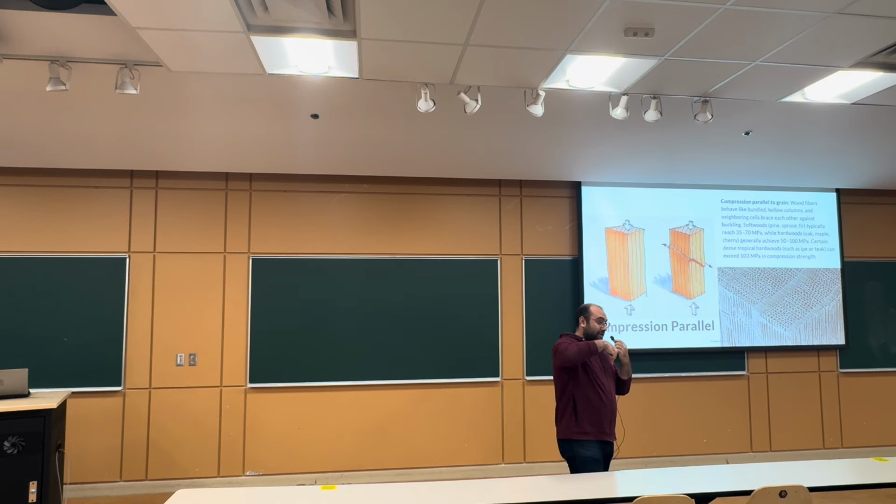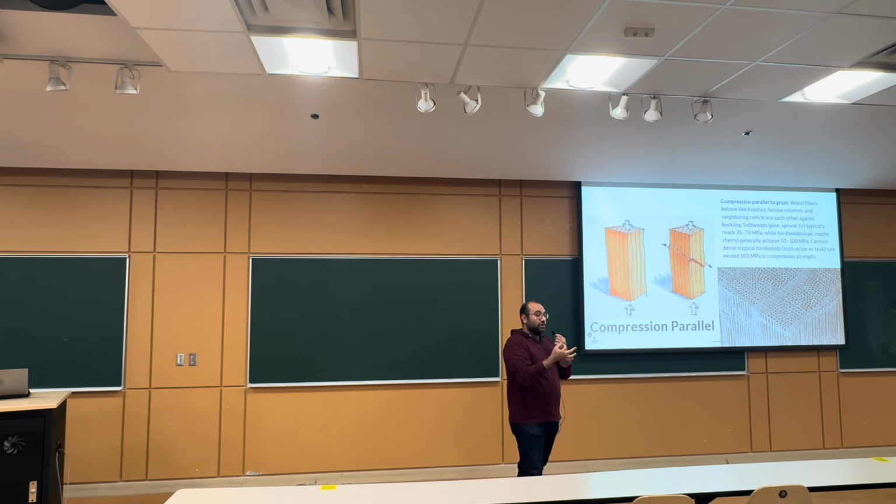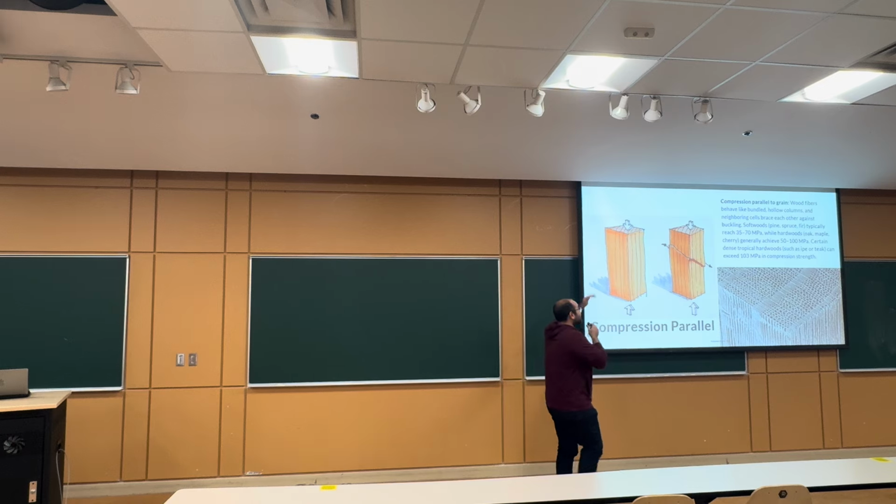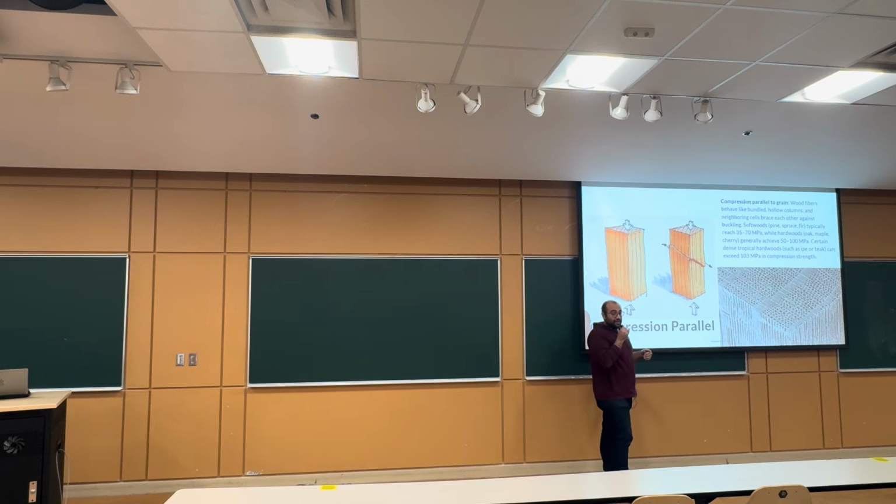So on the micro scale, we can see that the cell wall is the golden parameter, the thickness of the cell wall, that highly affects the mechanical properties. The thicker it is, the more resistant this material will be to loading or against loading. But it actually depends on the direction that you are applying the force on.